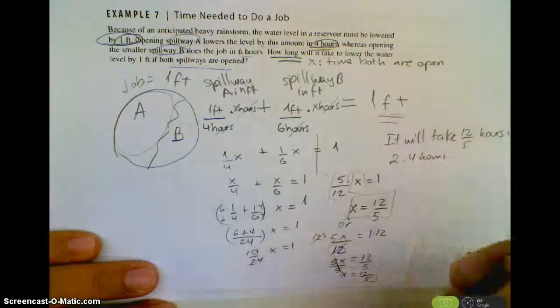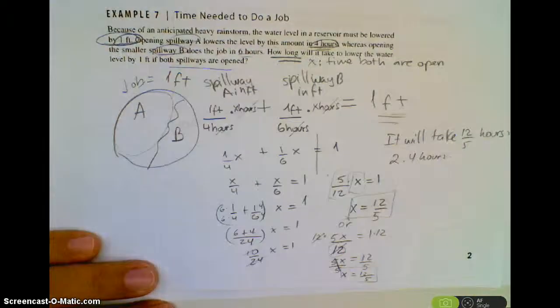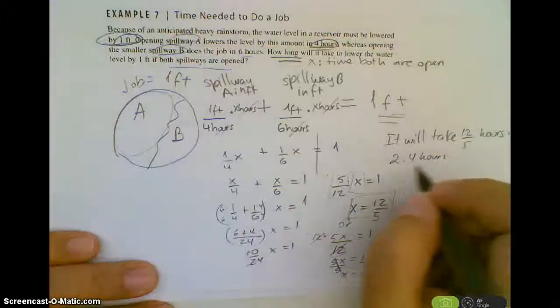5 goes into 12 how many times? 2.4 hours. Okay. Yeah, I reasoned it, you see? This is a perfect teachable moment. It had to be less than 4 hours, so 10 hours is ridiculous. Okay, 2.4 hours.